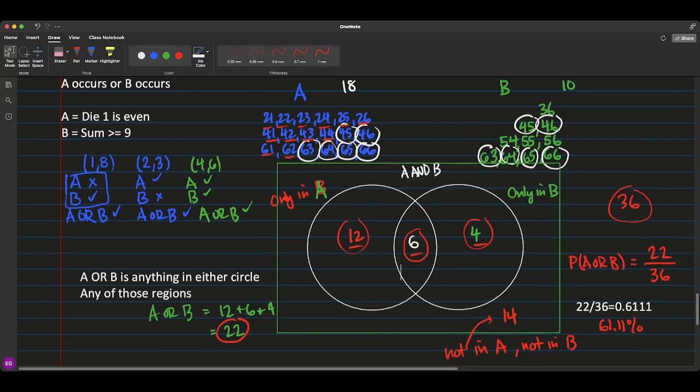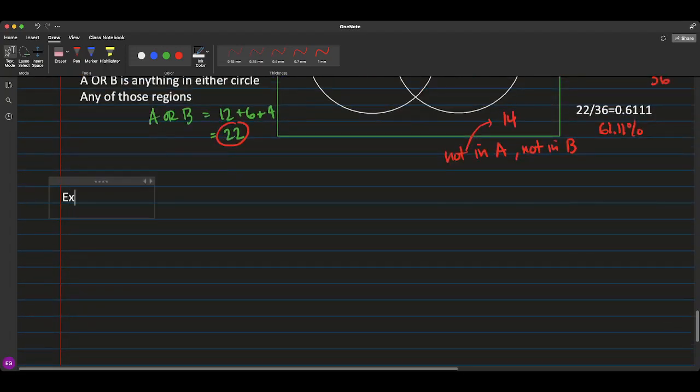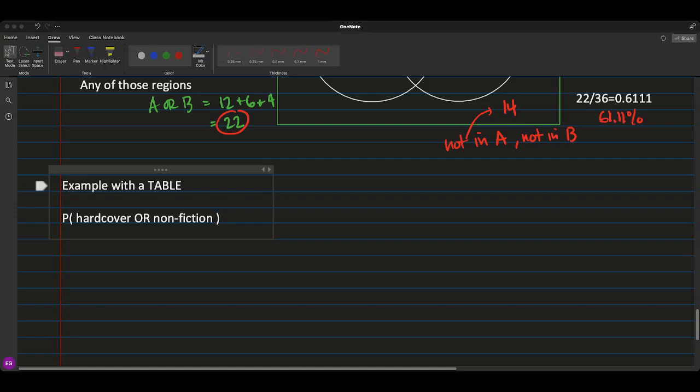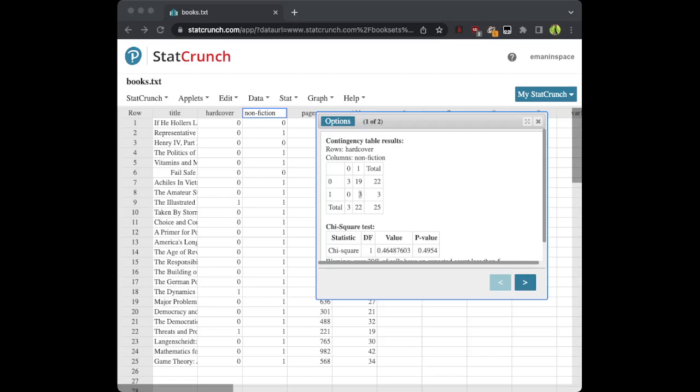Okay, let's also do an example with a table. And we'll go back to our hardcover and nonfiction example. So what's the probability that a book is a hardcover or that it's nonfiction? So let's go back to StatCrunch. Okay, so you can see that there are 25 possible outcomes.